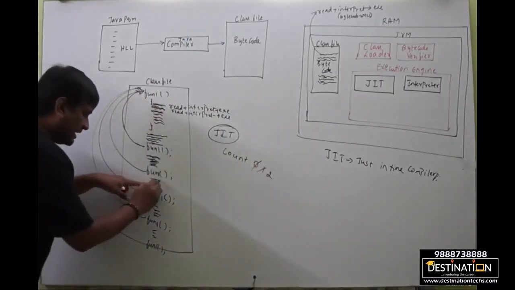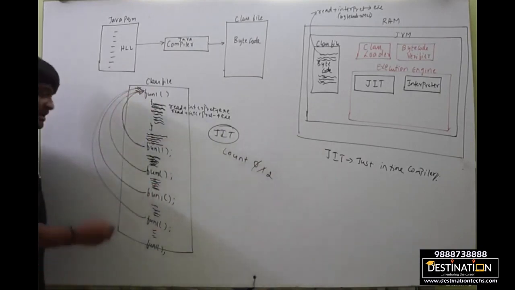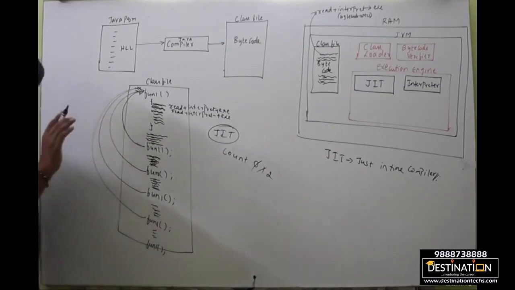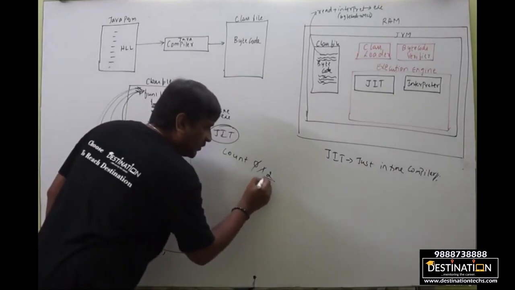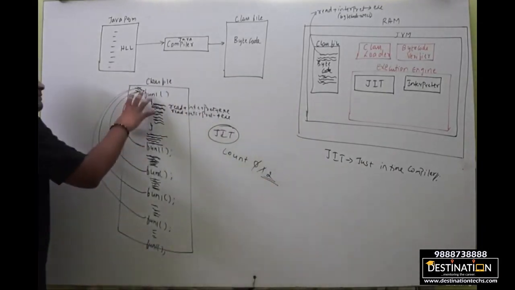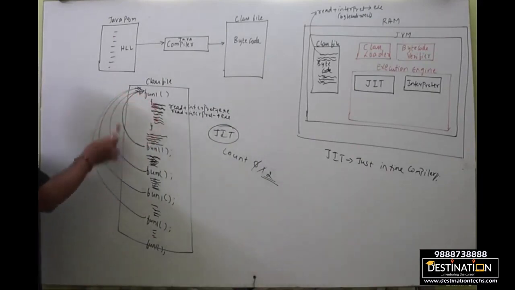Next, again I will execute. Now again I am calling the fun1 method. Now I am calling this fun1 method for how many times? Third time. Always remember there is a limit for JIT. Whenever it crosses more than 2 times, your JIT will get to know, oh, fun1 is such a method that is getting called multiple times.